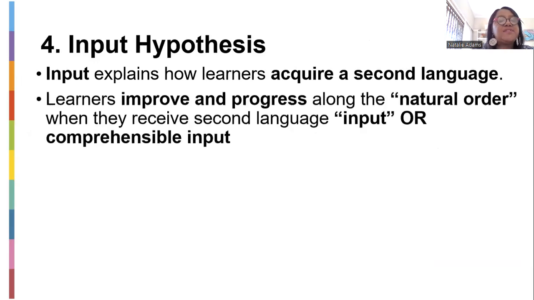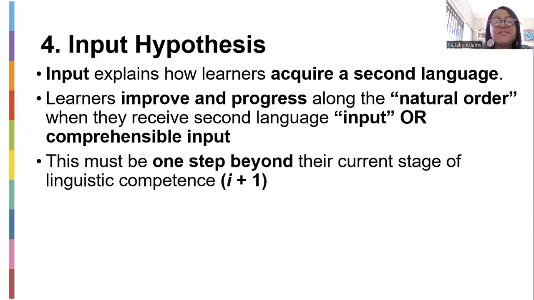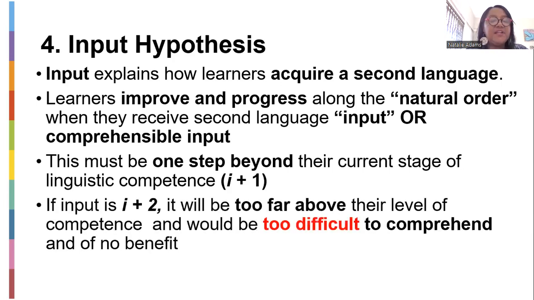Now we're going to look at the input hypothesis, which explains how learners acquire a second language. Learners improve and progress along the natural order when they receive second language input, or comprehensible input. This must be one step beyond their current stage of linguistic competence. So when you're looking at the linguistic competence of students, maybe they understand, for example, proper nouns, or direct and indirect speech. What they're suggesting is that as a teacher, you need to give the students a little bit more work to do, a little bit more input, so that they learn something new. If the input is only information that the students already know, or if it is I plus two, it will be too far above their level of competence, too difficult to comprehend, and of no benefit.